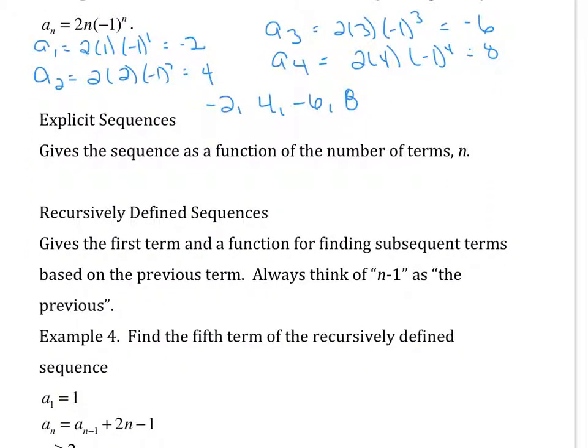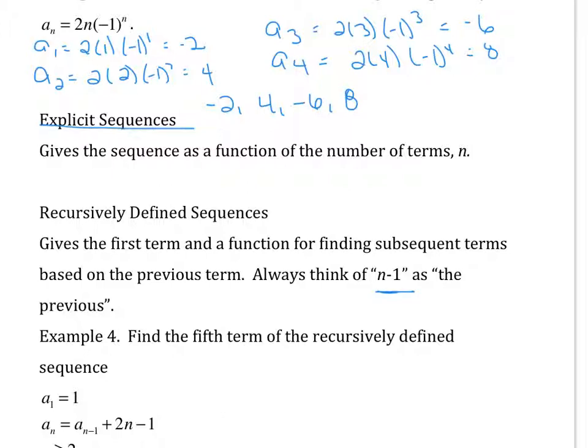Okay, explicit sequences give the sequence as a function in the number of terms, n, whereas a recursively defined sequence gives the first term, and then you have to find the next terms using that first term. The big thing that you need to remember is that n minus 1 is the previous term.